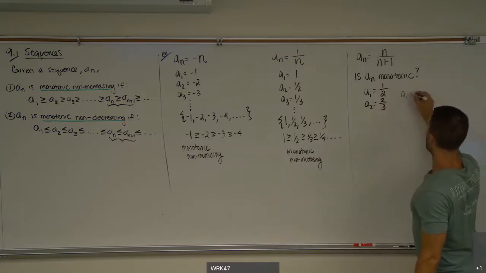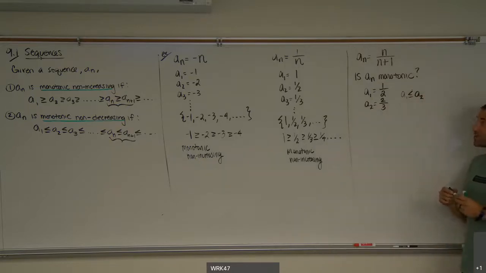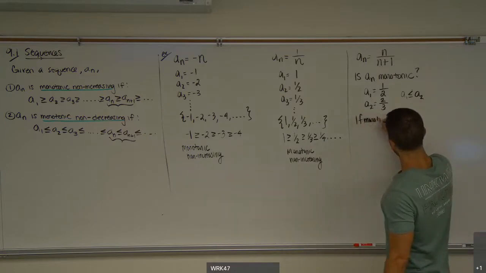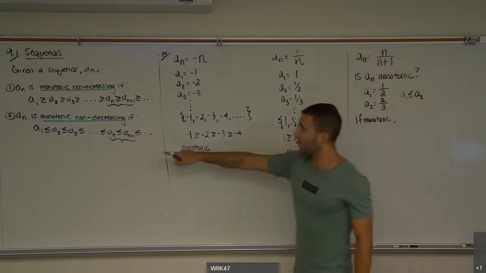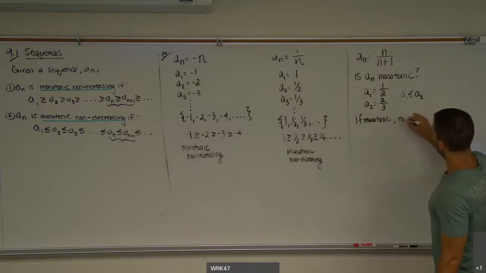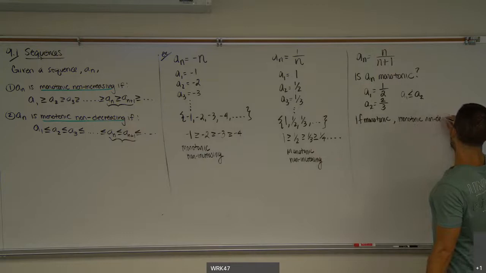So right now we have A2 is larger than A1. So if this was monotonic, it would have to be getting larger, so non-decreasing, right? Monotonic, non-decreasing. How do I know it is?